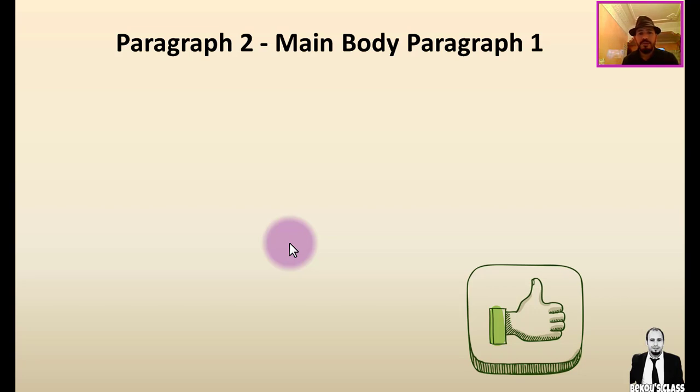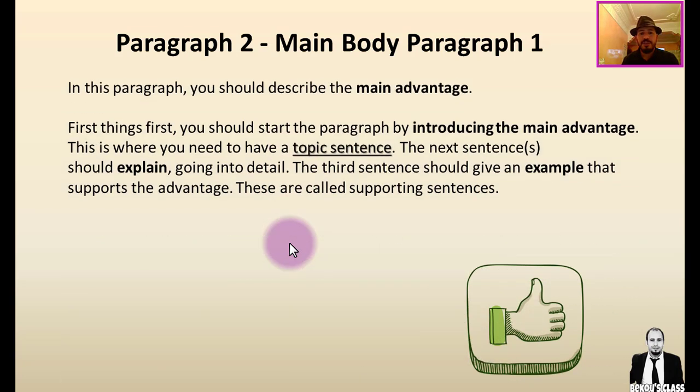Paragraph number 2, which is the first part of the body, in which we're going to talk about the advantages of the issue. In this paragraph, you should describe the main advantage. First things first, you should start the paragraph by introducing the main advantage. This is exactly where you have to write a topic sentence at the beginning of a paragraph. You promise the reader what you are going to talk about next. Then the next sentences are called supporting sentences. Their job is to explain and give more detail. And then you have to support your sentences with an example, with an illustration.